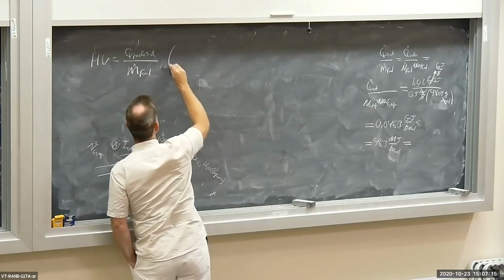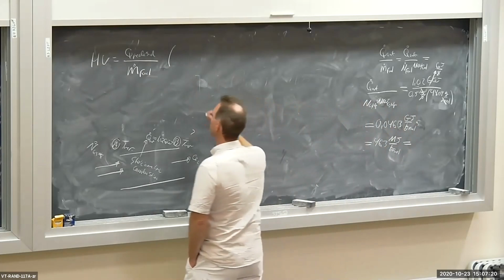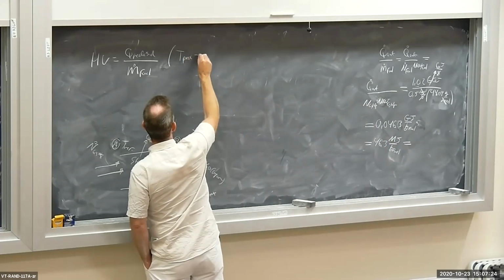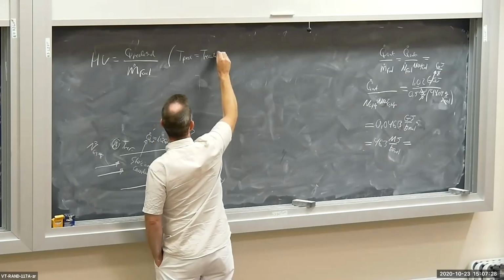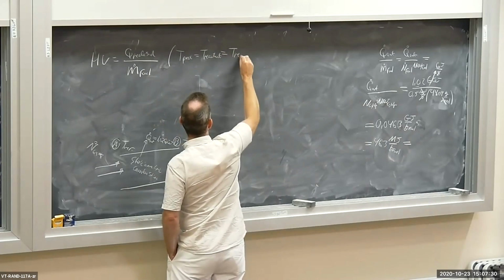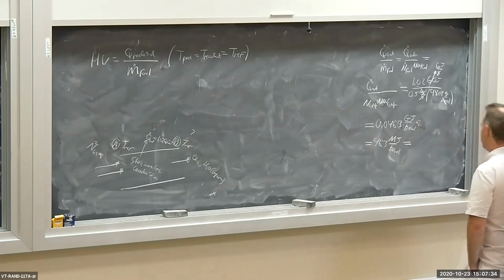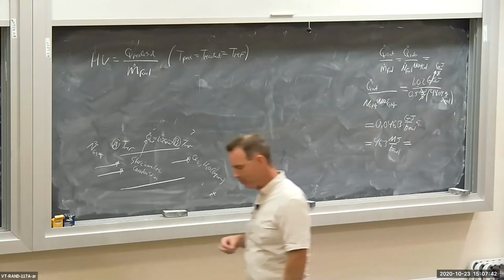And I want to point out here, both the reactants and the products are at the reference temperature. T products equals T reactants, all equal to the reference temperature. Okay, that's the definition of the heating value. So we have a heating value of 46.3 megajoules per kilogram of fuel.